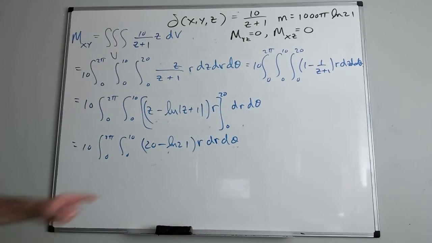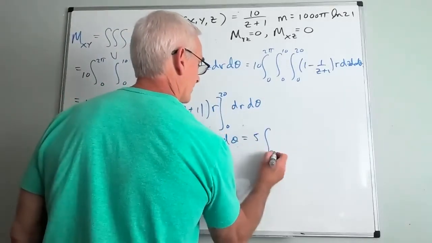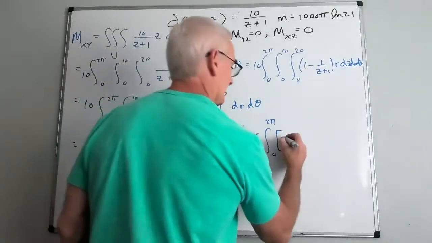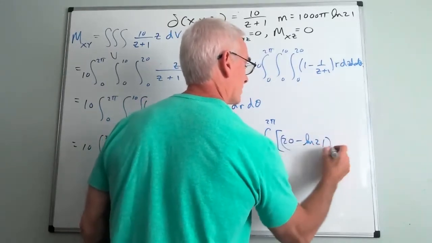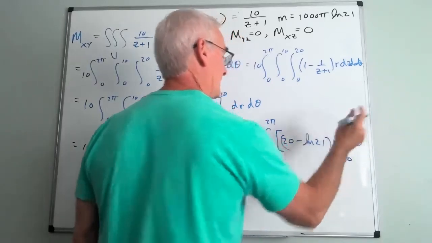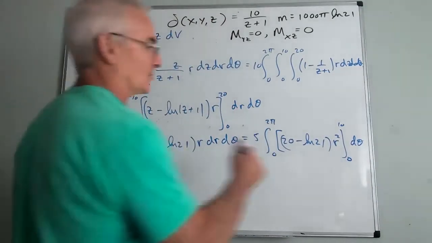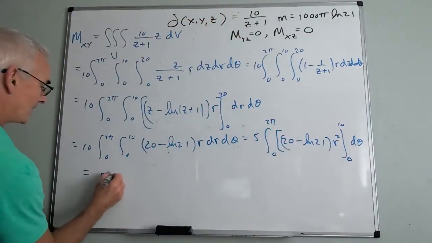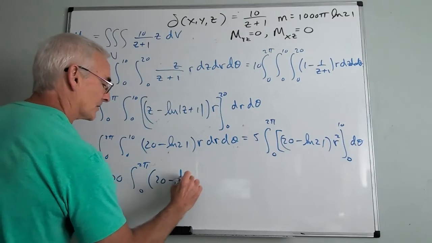Now when I integrate with respect to r, I'm going to get a half. I'll just go and combine that with 10. So I'm going to have 20 minus log 21 r squared from 0 to 10 d theta. Well, I'm not cubing the r this time, I'm only squaring it. So I'm going to get 100 times my 5. So now I have 500 times the integral from 0 to 2 pi of 20 minus log 21.